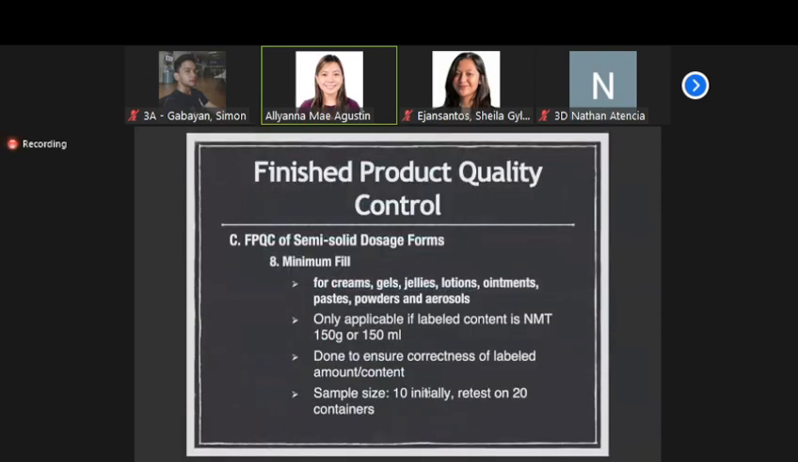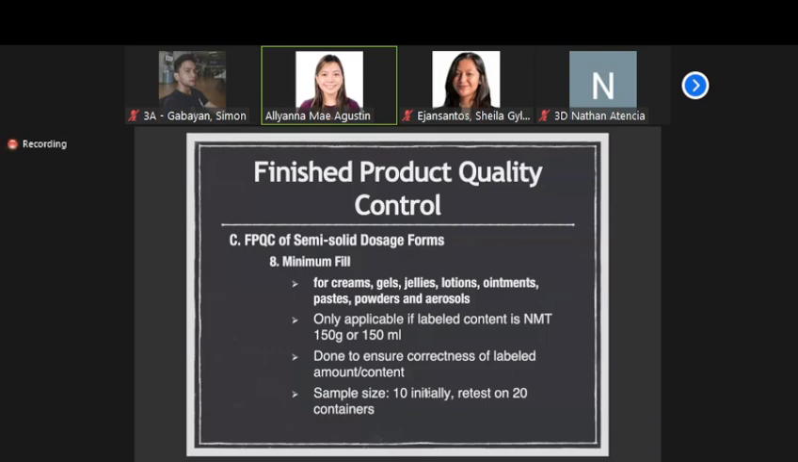Okay, next, we have the minimum fill. So, minimum fill class, it just tells you na kung how much yung nasa label is yun talaga yung present sa lalagyan mo, no? So let's say ang nasa label ng cream, it has 150 grams, no? So dapat yung content talaga ng container is 150 grams. So that is just the goal of your minimum fill, no?